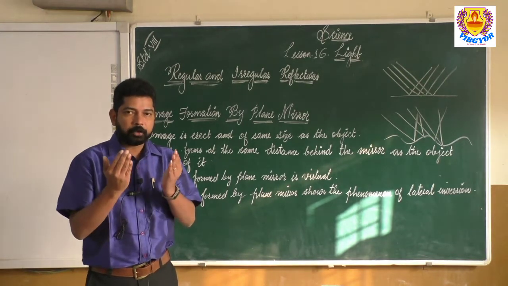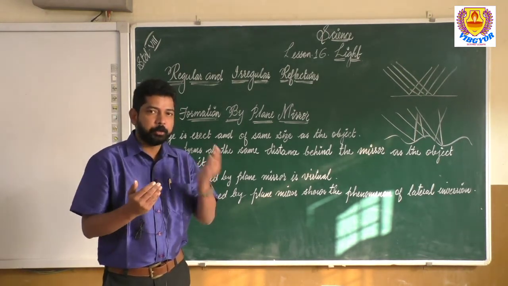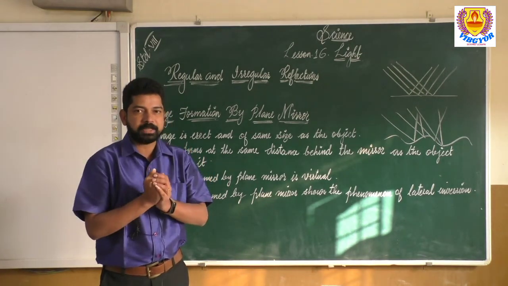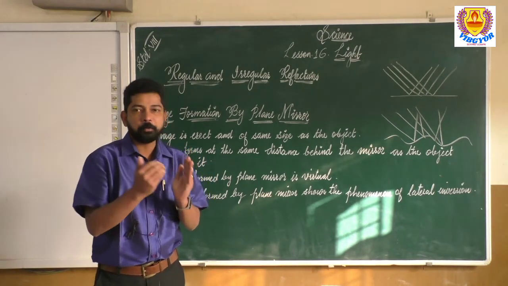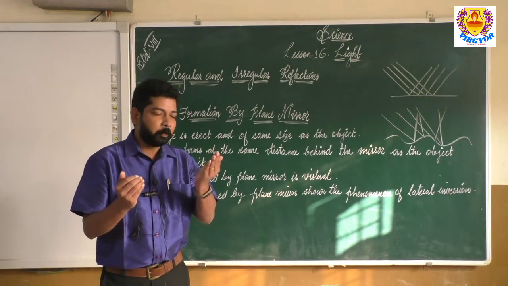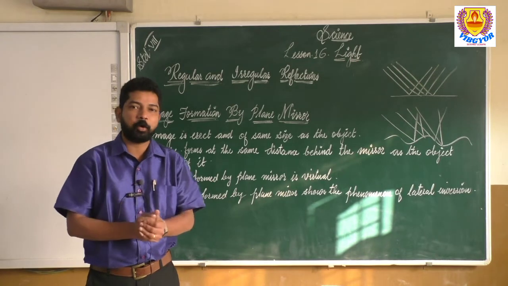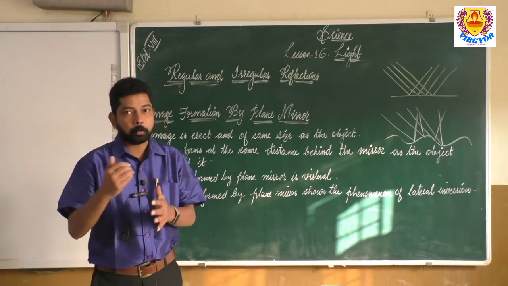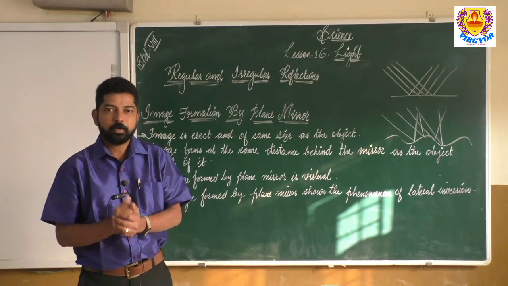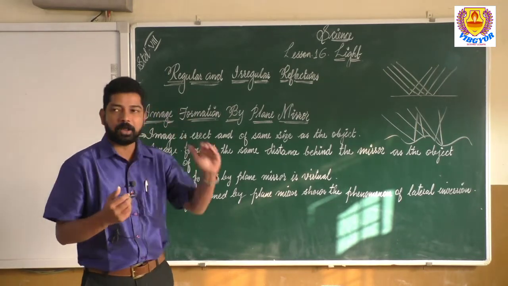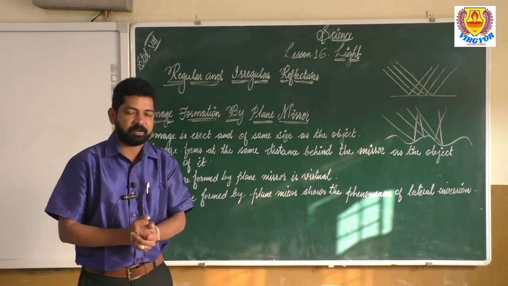So you can see two utensils, that means a new spoon and an old spoon. In both you can see your image, but it won't be the same. In the new spoon, you get a clear image, but in the old one we won't get the image so clearly, or you get a blunt image. Why? What is the reason for this? We will understand it through the terms regular and irregular reflections.